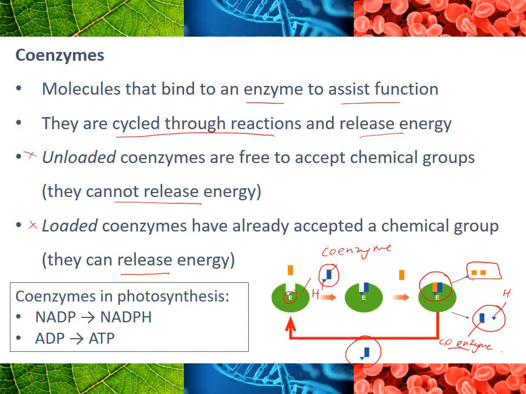The examples of coenzymes we need to look at in photosynthesis are NADP, which is unloaded and becomes NADPH, which is loaded, it's picked up a hydrogen, and ADP, which is unloaded, and when it picks up a third phosphate, it becomes ATP and is a loaded coenzyme.